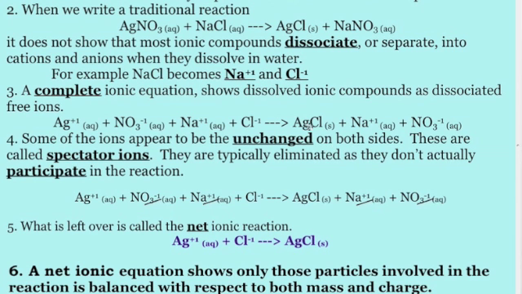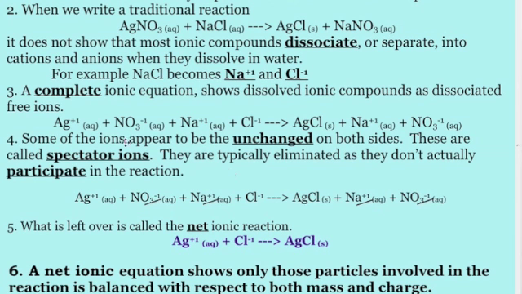AgCl as a product is a solid, so we don't break that apart. If it's a solid, a liquid, or a gas, it doesn't break apart, so we just leave it there. And then NaNO3 is aqueous, so we get Na plus 1, which is aqueous, and NO3 minus 1, which is aqueous. That's a complete ionic equation.